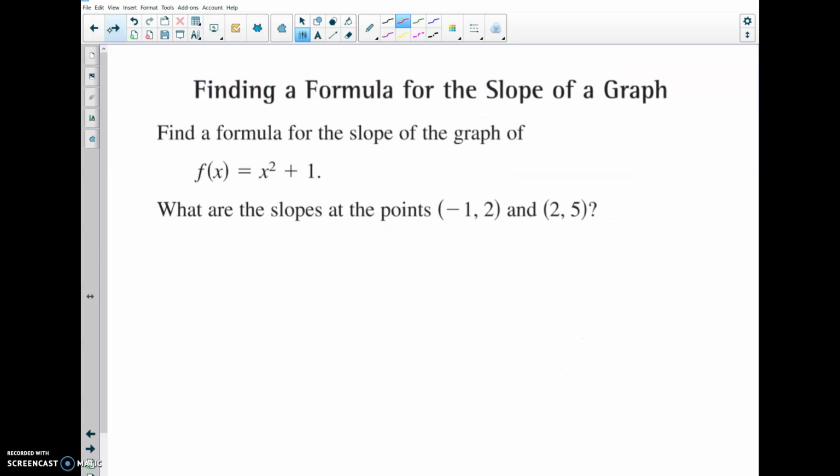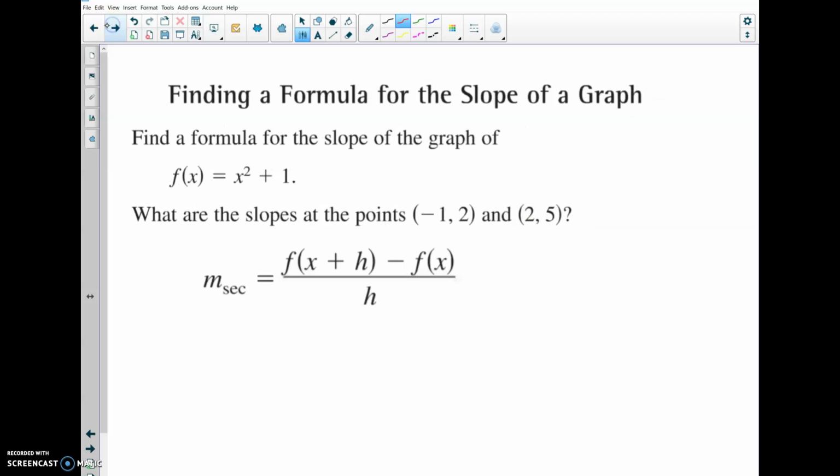Find a formula for the slope of the graph f of x equals x squared plus 1. Write this down. We're finding the formula for the entire graph, the slope of the tangent line of the entire function f of x, and then we'll be able to use that to find the slope at particular points. So we're going to use that second equation that I just talked about.